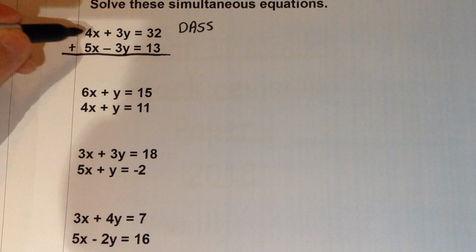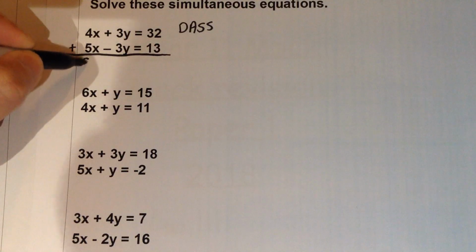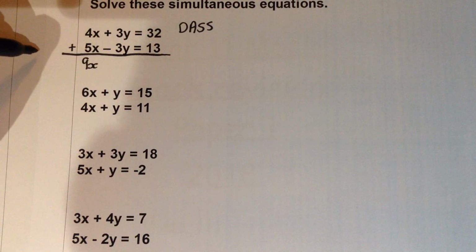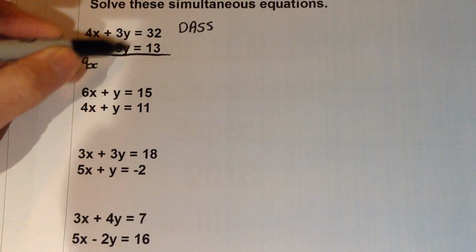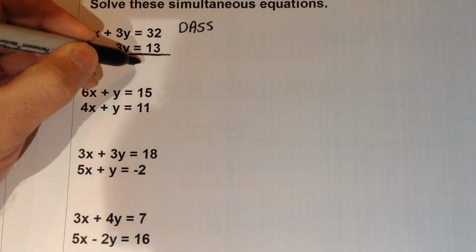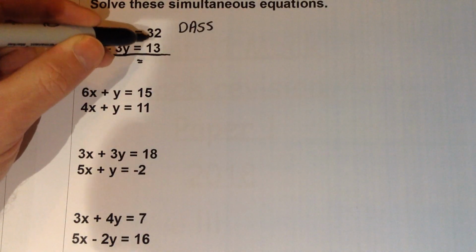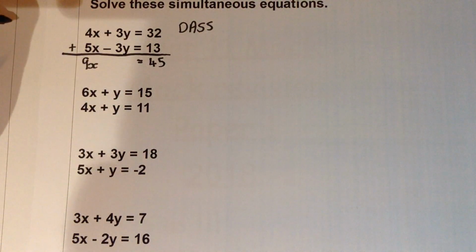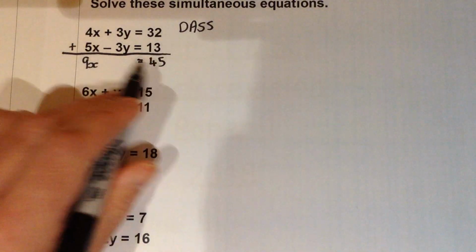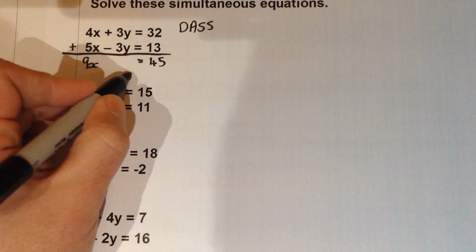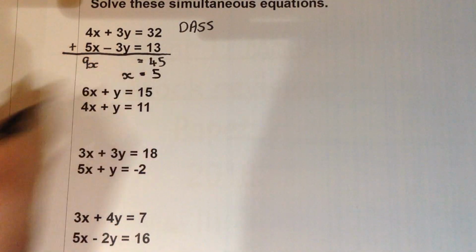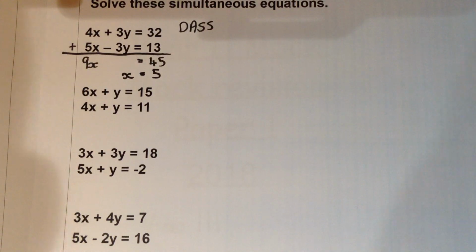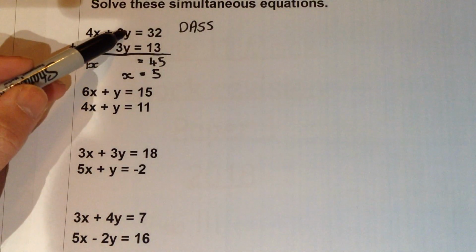together. 4x plus 5x will give me 9x. Plus 3 and minus 3 cancel each other out. 32 plus 13 would give me 45. So 9x is 45. Dividing both sides by 9 would give me x equals 5. I now need to use that bit of information to find out the value of y.